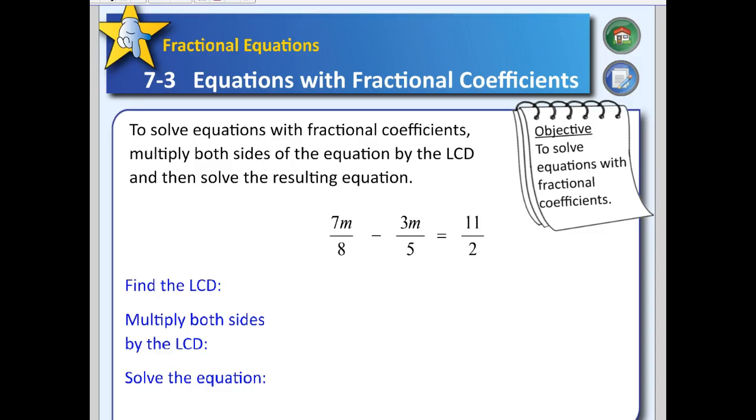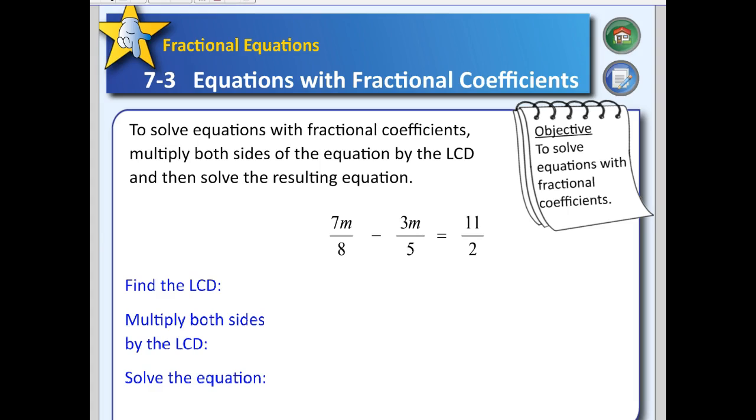Okay, class, today we're going to look at section 7.3. In section 7.3, they're going to have us solve equations. Now, we've been solving equations since chapter 3, but this time our equations are going to have fractional coefficients. We've got fractions. Most of you just said in your head right now, oh man.